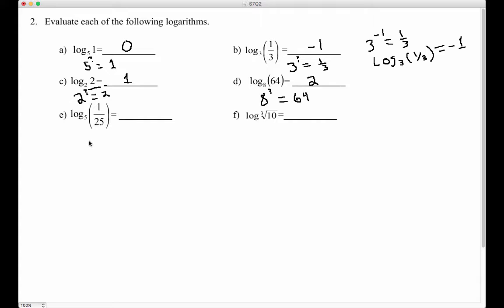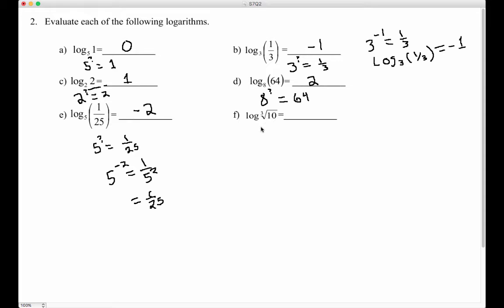What is the exponent on a 5 that gets me 1/25th? So 5 to what power gets you back 1/25th? So if I take 5 and I raise that to the negative 2 power, that gets me 1 over 5 squared, which gets me 1/25th. So the proper answer here is negative 2.